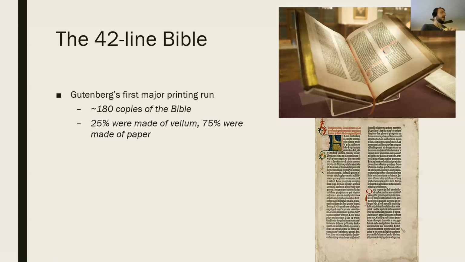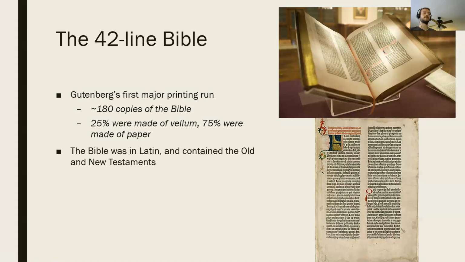And Gutenberg made 25% of them out of the original and traditional vellum material, but 75% of them were made with paper. So because of that, he was able to make them at a much reduced cost. The Bible was written in Latin, as was very common in the Middle Ages at the time, and it contained the Old and New Testaments.